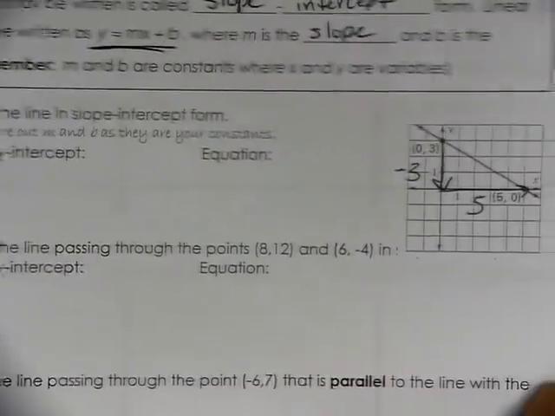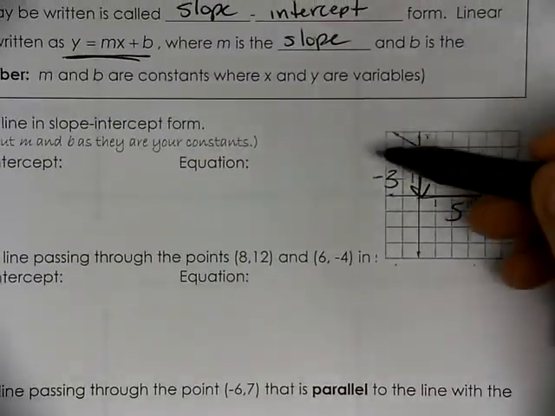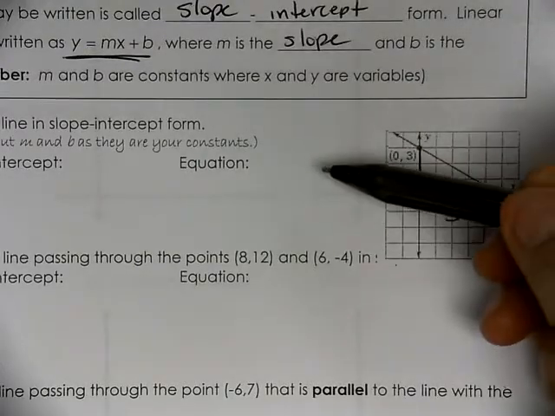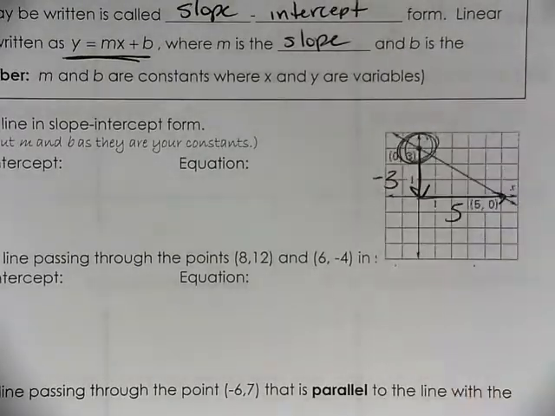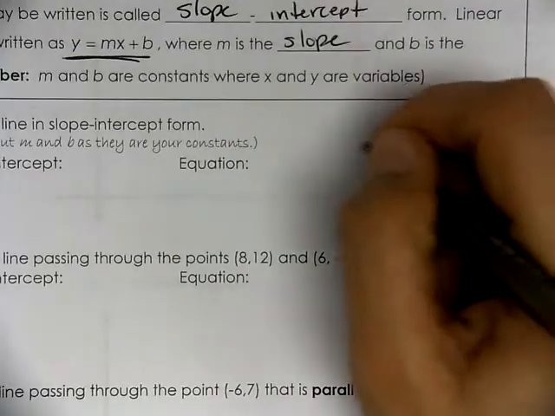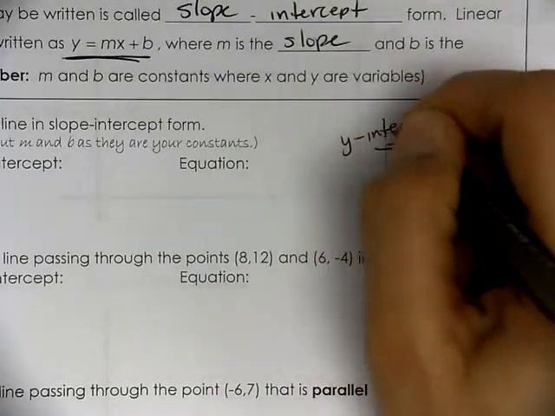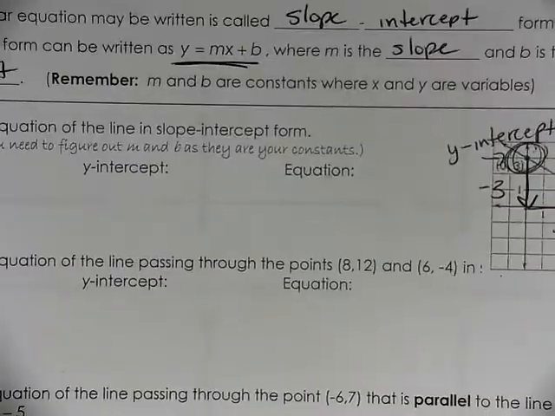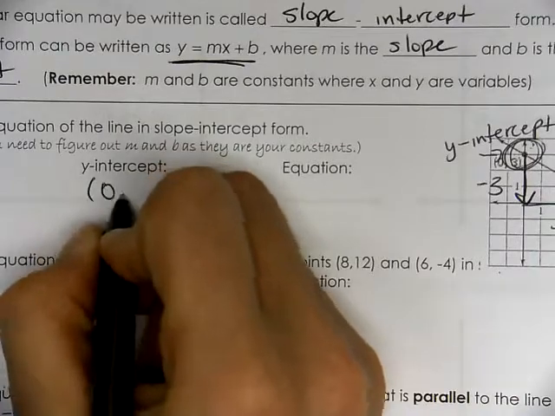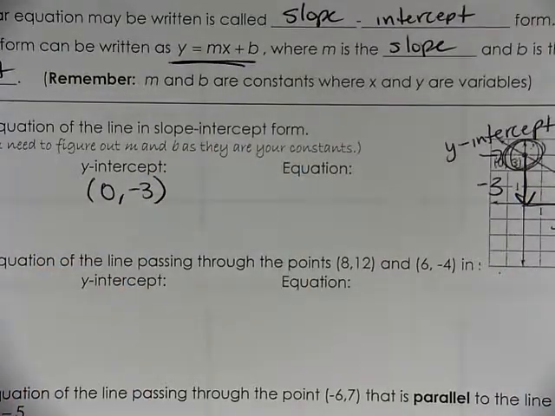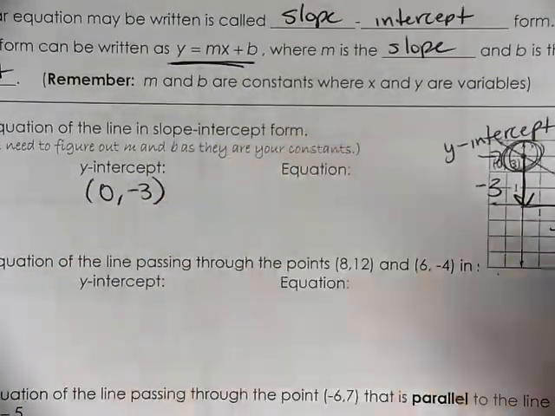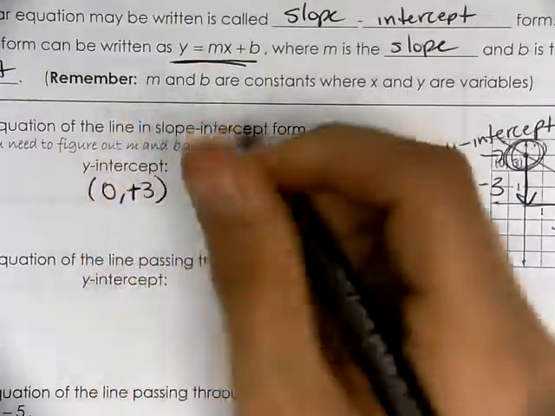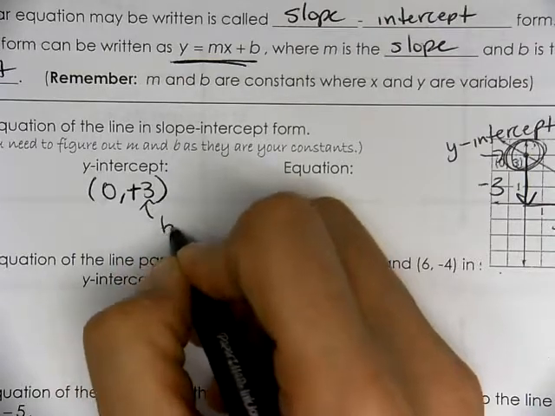Now, this one's nice because the y-intercept is given to you. Remember, the y-intercept is where it crosses the y-axis. So this point right here is the y-intercept. Our y-intercept is 0, negative 3. I mean positive 3. Oh, that's why I put negative. So this positive 3 is our b value.